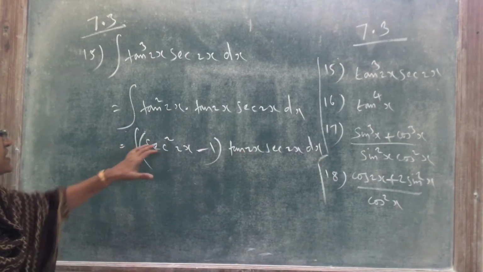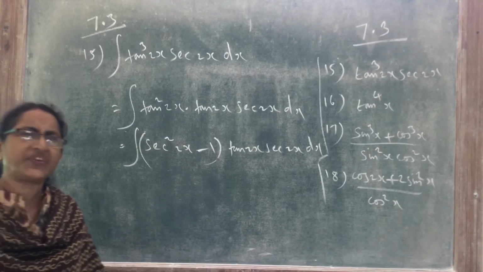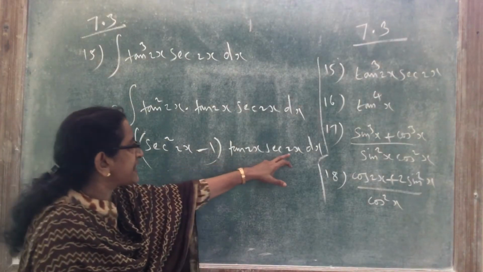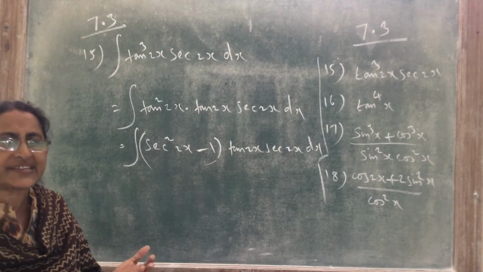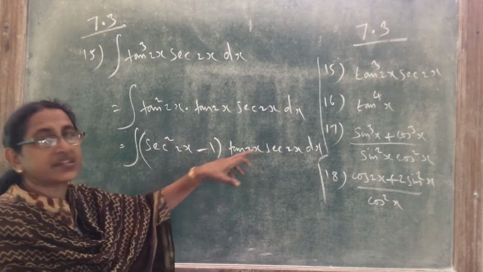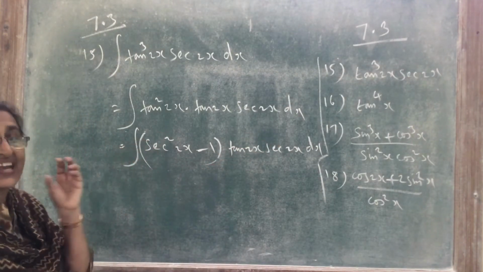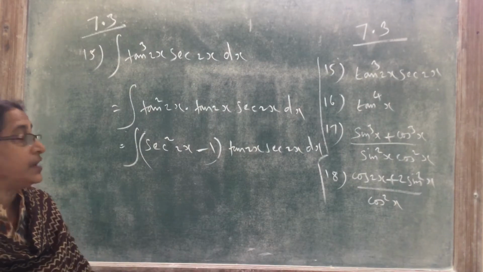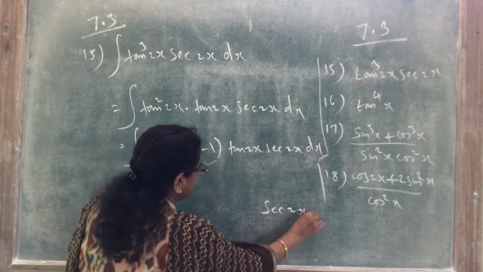So we substituted tan square 2x with sec square 2x minus 1. Now, what can we do here? Here there is sec 2x tan 2x. What is the derivative of sec x? Sec x tan x. So the derivative of sec 2x is sec 2x tan 2x into 2. Here there is sec square 2x, so for sec 2x we can substitute u. Substitute sec 2x equal to u.